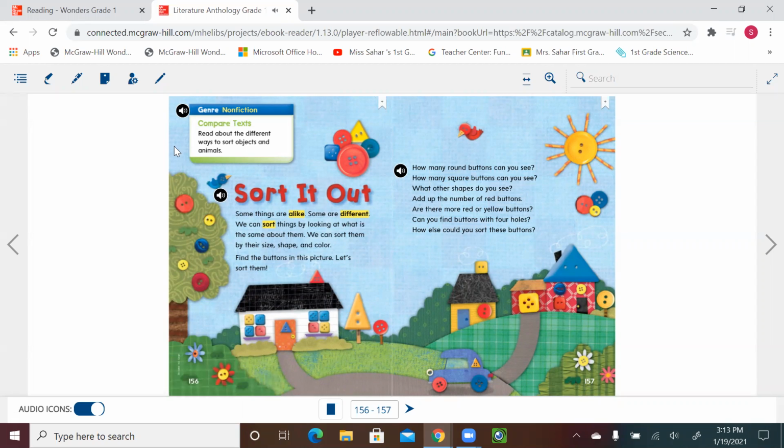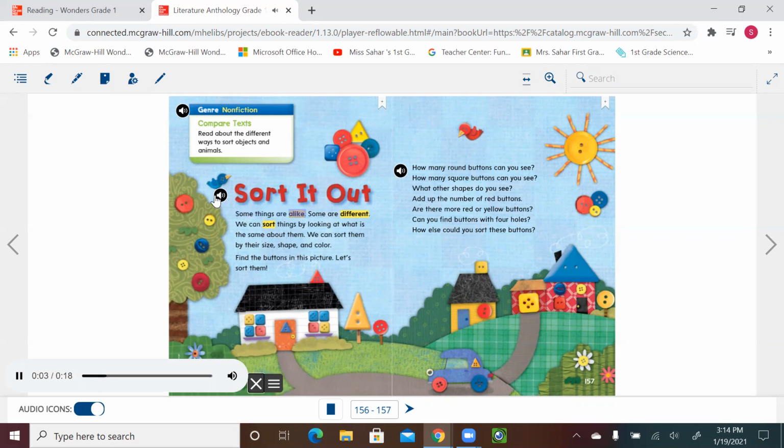So in this lesson, we'll be learning how to sort objects or animals. We'll be using shapes, colors, size, maybe materials, texture, everything. When we listen to Sort It Out, if I predict what that means, it means we're going to classify, or sort, or group things that come in different shapes or colors. So let's start. Sort It Out.